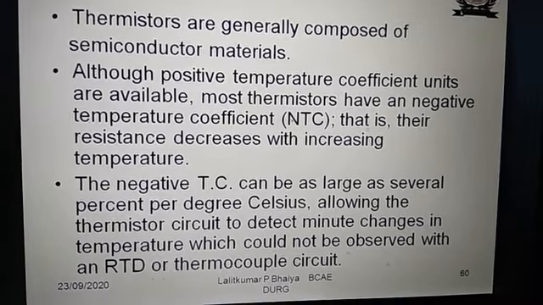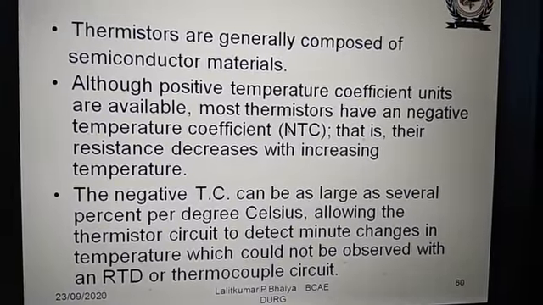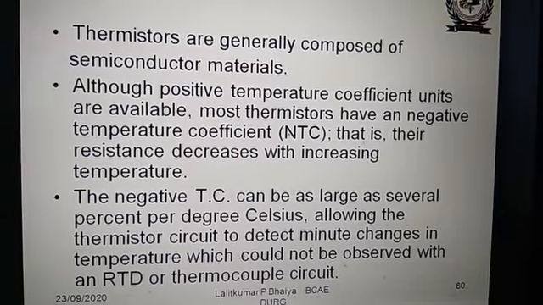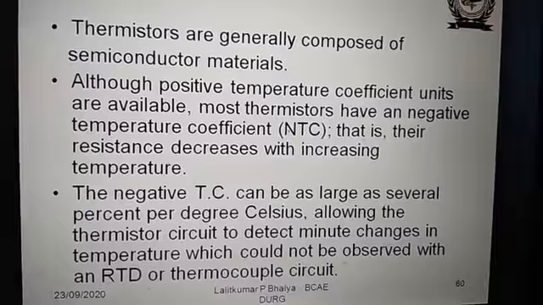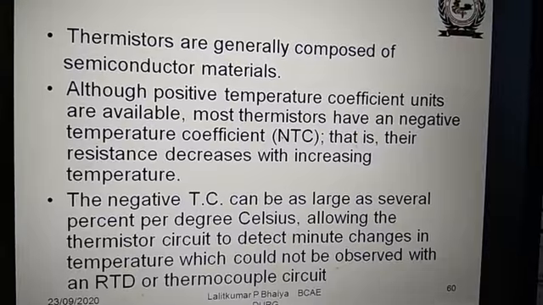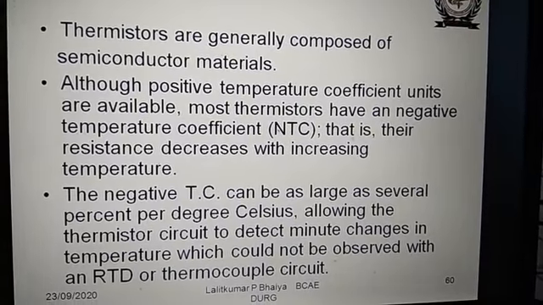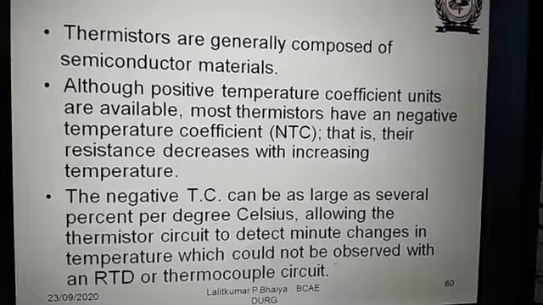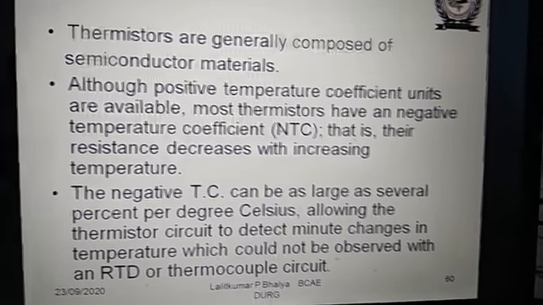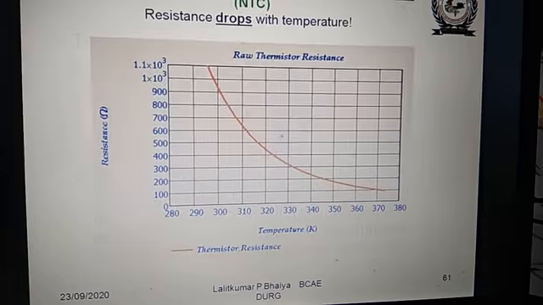The negative temperature coefficient can be as large as several percent per degree Celsius, allowing the thermistor circuit to detect minor changes in temperature, which could not be observed with an RTD or thermocouple circuit. So it is different from a thermocouple.